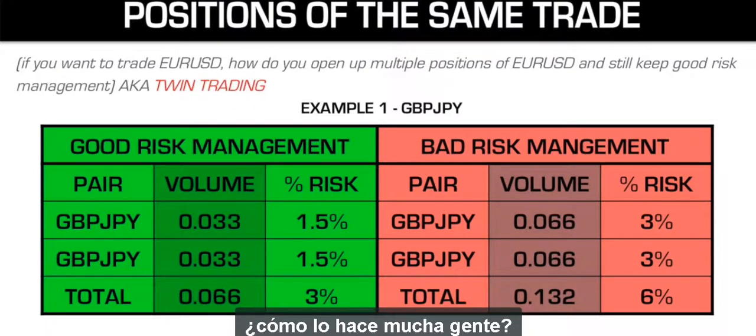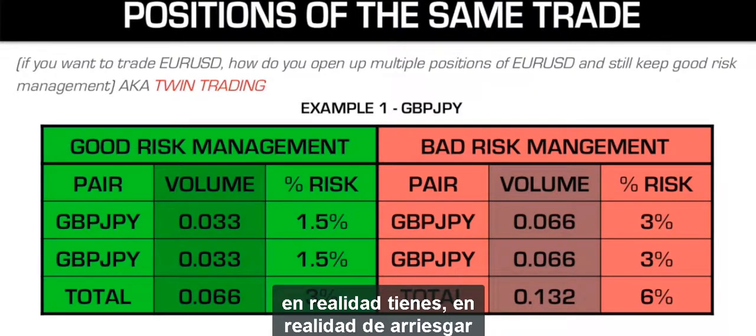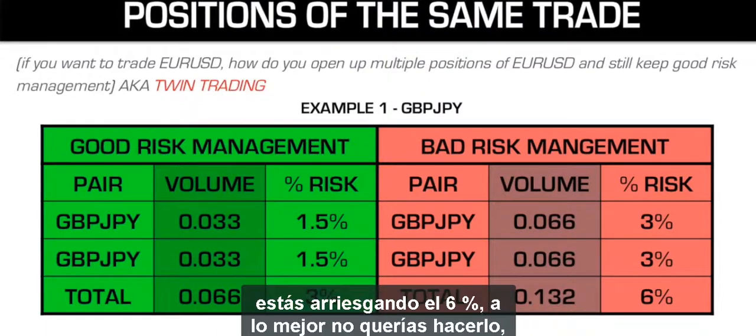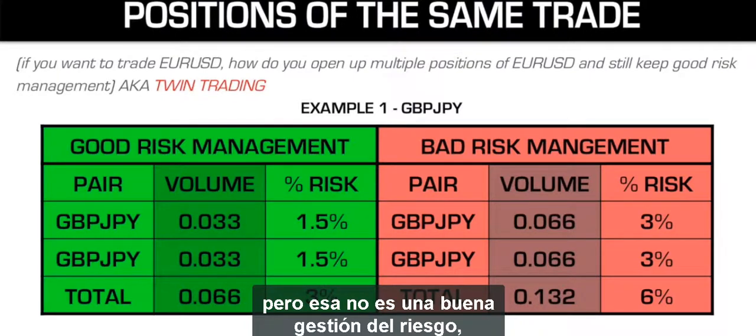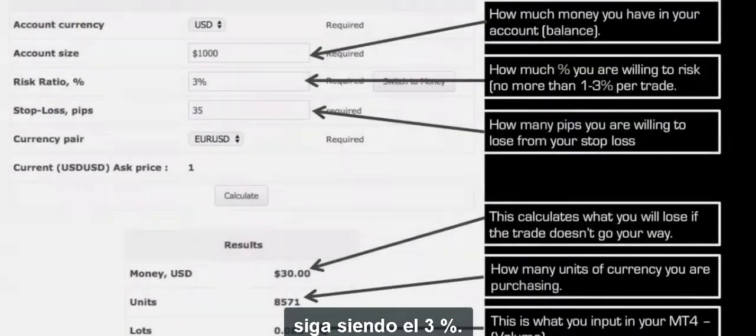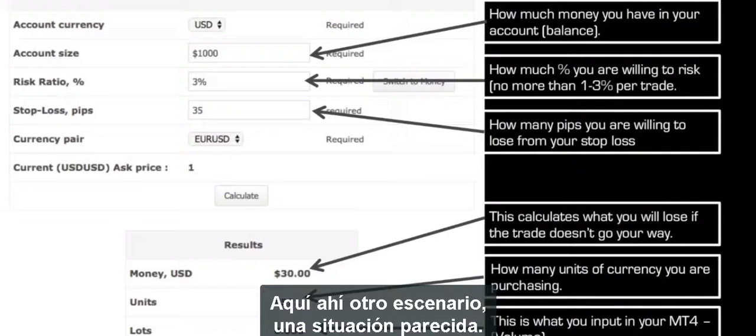Now, how do a lot of people do it? I want to open up 2 trades. Yay, GBP JPY, 0.066, 3% is what you're actually risking. If you open up 2 of them at 0.066, you have actually now, instead of risking 3% on one currency pair, you are now risking 6%. Maybe you didn't mean to do that, but that's not good risk management. If you want to do it the right way, you have to split it up so that the total overall is still 3%.